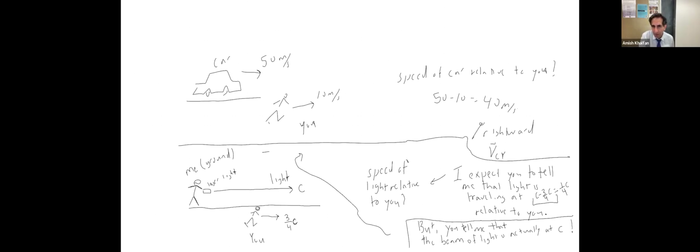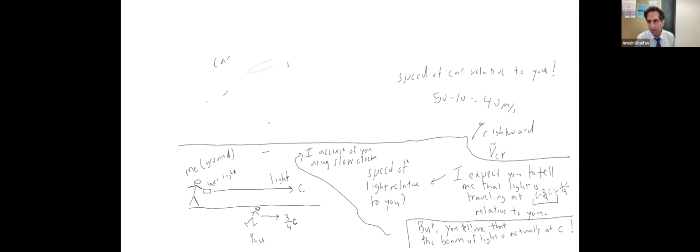I'll explain. Because of that, I accuse you of using a slow clock. Let me explain why. Meaning I'm saying that your clock is running slower than mine. Let me explain why that's true.